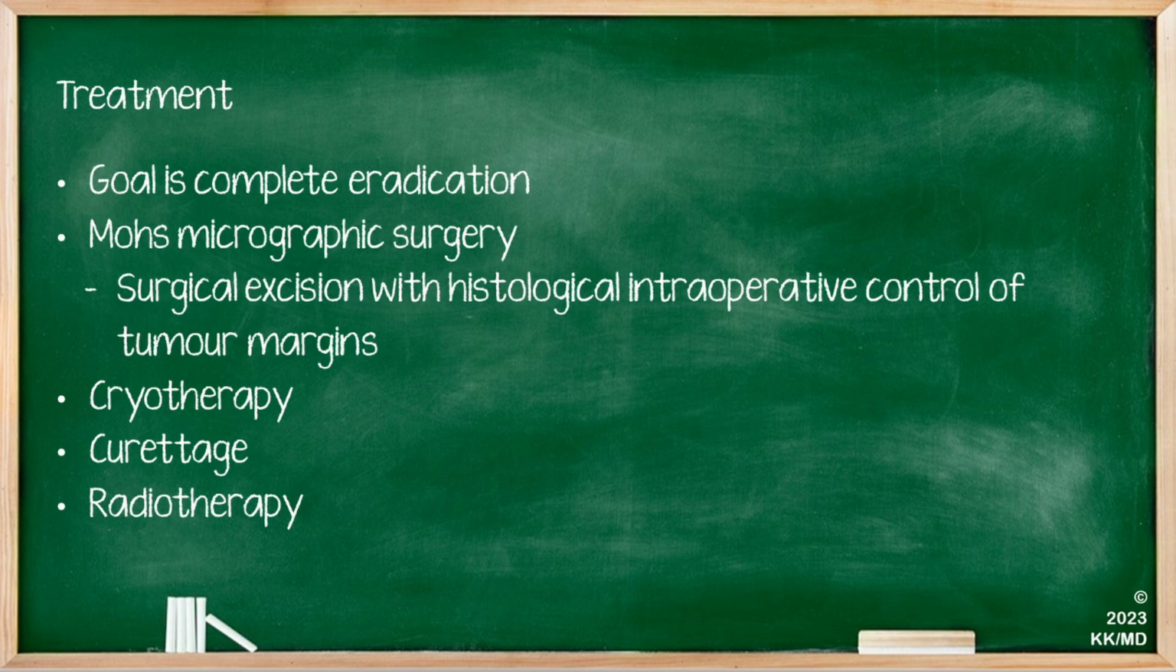The treatment goal in BCC is complete eradication. And the treatment name that you need to remember as far as the MRCP is concerned is Mohs microscopic surgery. This is a surgical technique that is used to surgically excise with histological intraoperative control of tumor margins. In some special cases, other methods that could be used are cryotherapy and curettage. And in rarer cases, especially if there's a concern about potential metastases, radiotherapy will also be helpful.